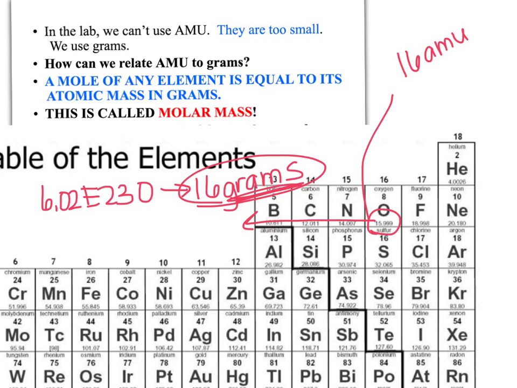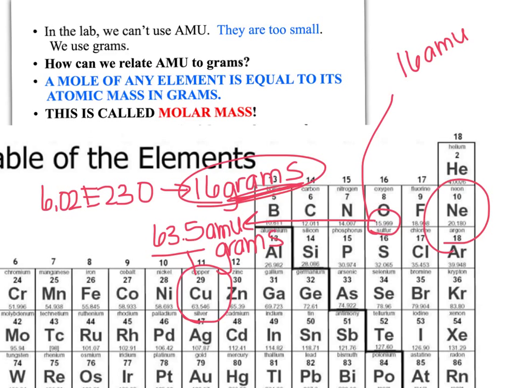So how much would 1 atom of copper weigh? Approximately 63.5 AMU. But how much would an entire mole of copper, 6.02 times 10 to the 23rd coppers, weigh? 63.5 grams. So if we change AMU to grams, what we're saying is that's how much a mole of that atom would weigh. So neon, 1 neon atom weighs 20 AMU. A mole of neon, if I had 6.02 times 10 to the 23rd neons, those would weigh 20 grams.